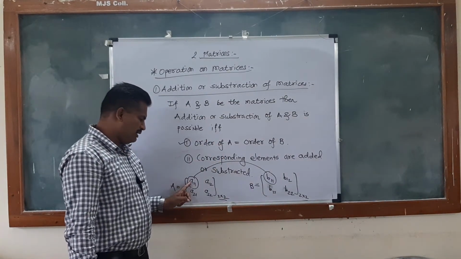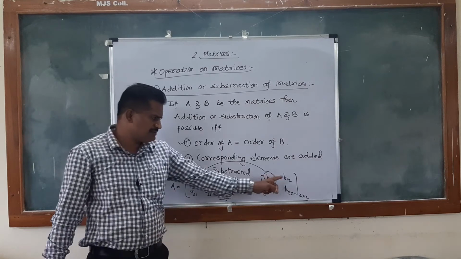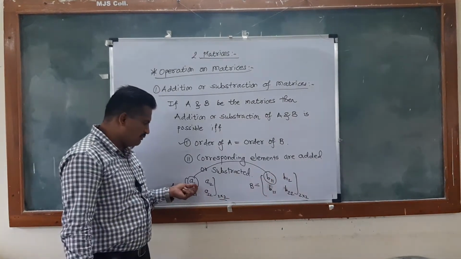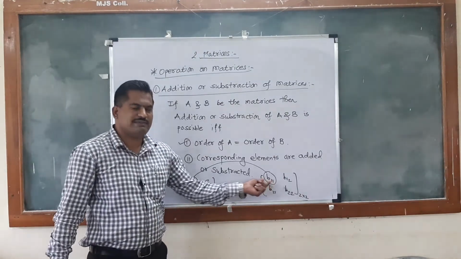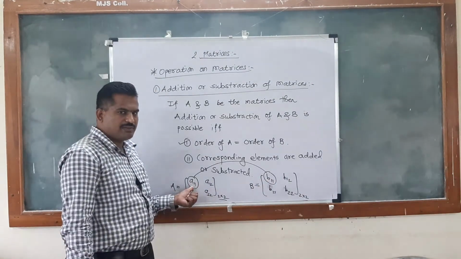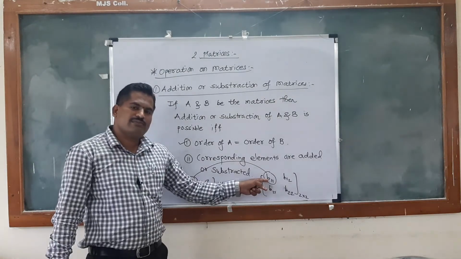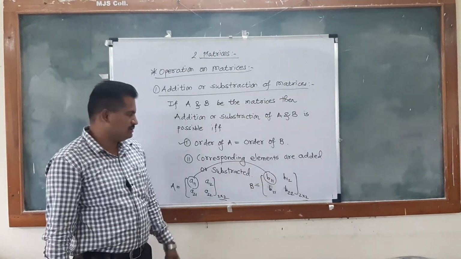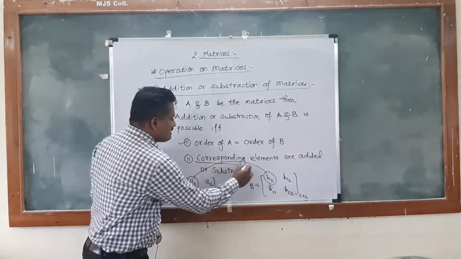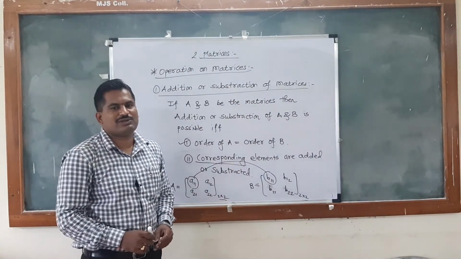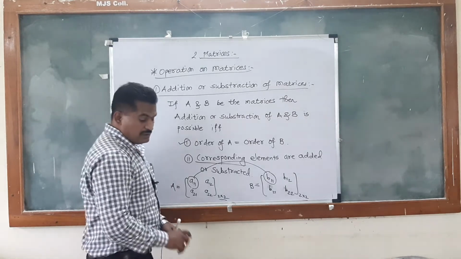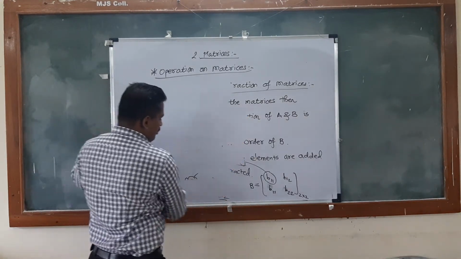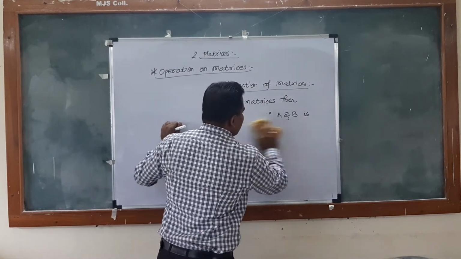But A11 is not added to or subtracted from B12, because A11 is present in the first row and first column, and B11 is also present in the first row and first column. These elements are added or subtracted. These are known as corresponding elements. But there is a change in the operation with multiplication.